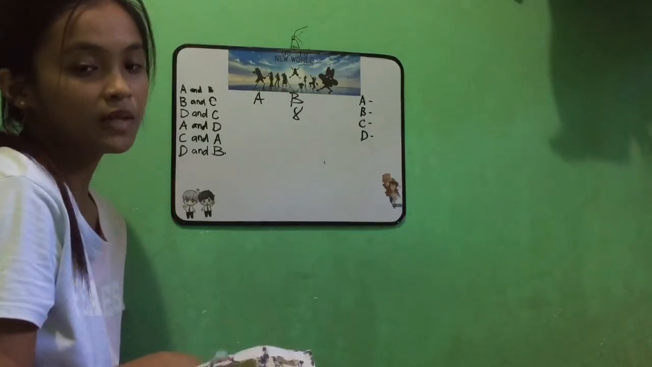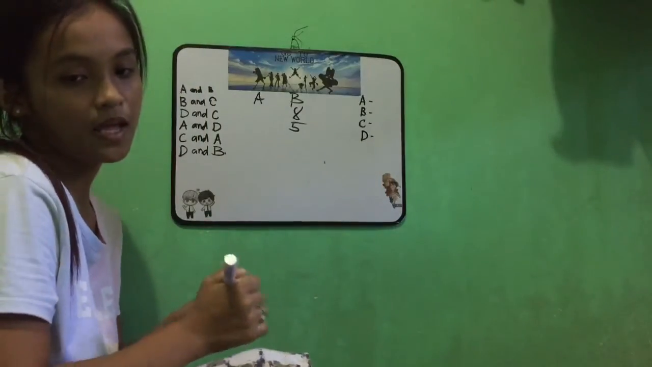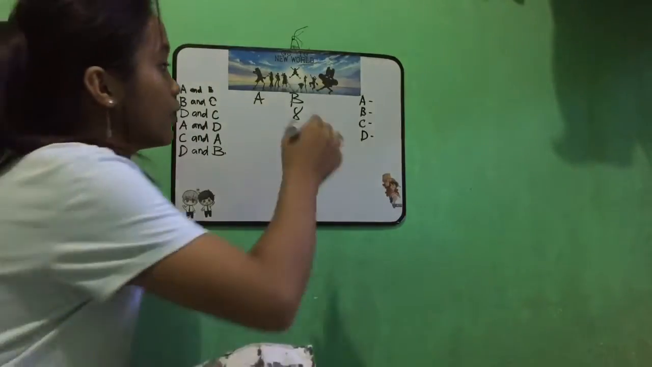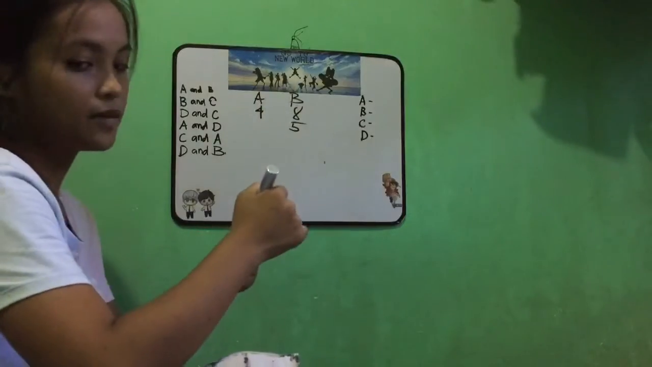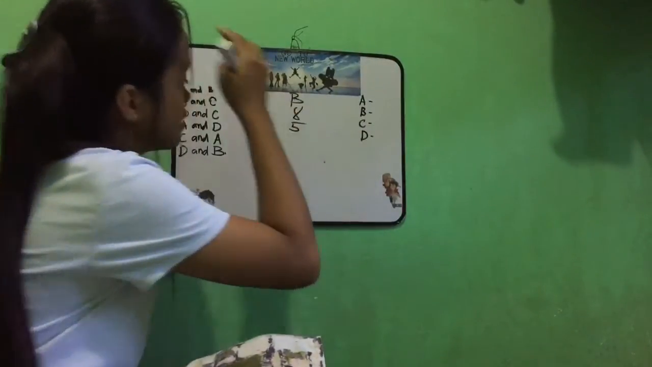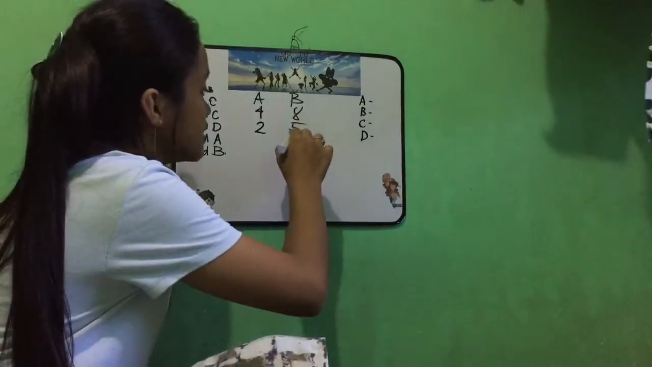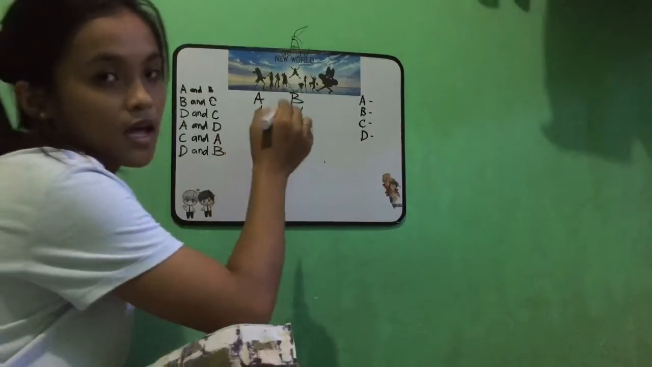Next, B will have 5 votes since it appeared earlier than A. Next, A will have 4 votes since it appeared earlier than B. Next, A will have 2 votes since it appeared earlier than B. B will have 1 vote since it appeared earlier than A.